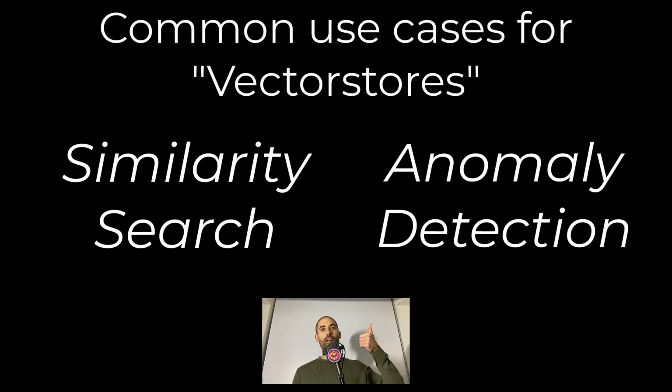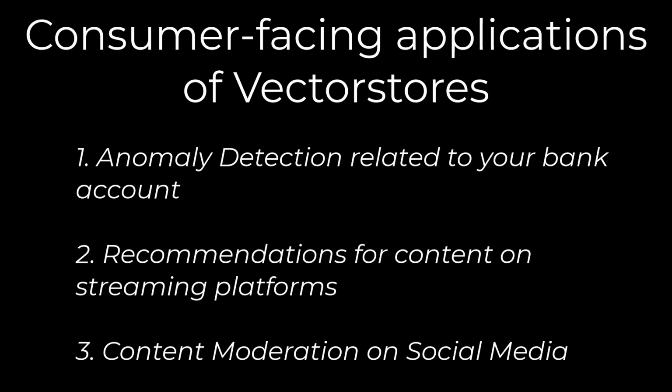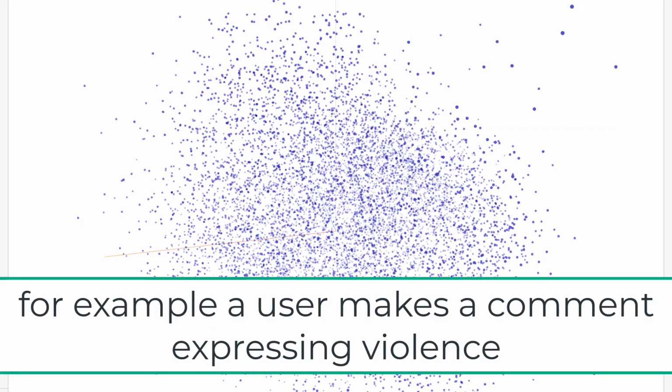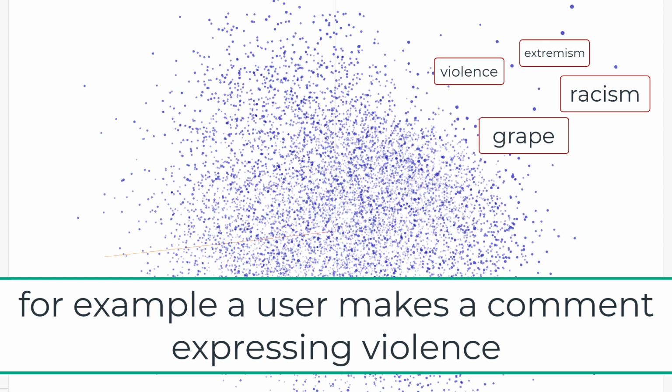Two common use cases for vector databases or vector stores would be similarity search and anomaly detection. From this list of common consumer-facing applications of vector stores, content moderation on social media would be an example of similarity search. With similarity search, you are comparing vectors that represent user data against vectors that represent concepts defined as unacceptable by a given platform. And when you find the similarity to cross a certain threshold, you will mark the relevant user data for hiding or deletion.